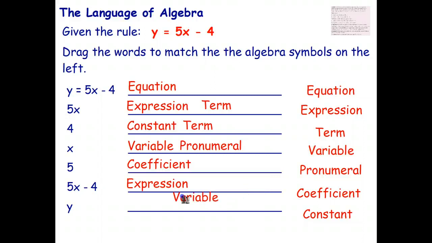That's a variable. It's also, therefore, a pronumeral, because that's another word for variable. And because it's by itself on the left-hand side, you could also call that a term, and you could even call that an expression. So the y has quite a number of different names for itself.